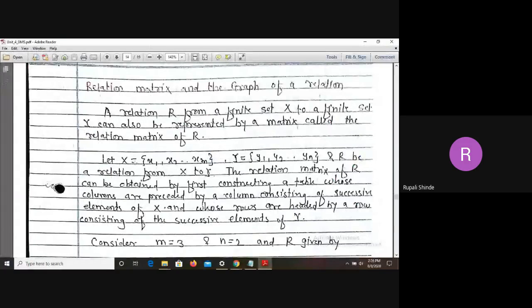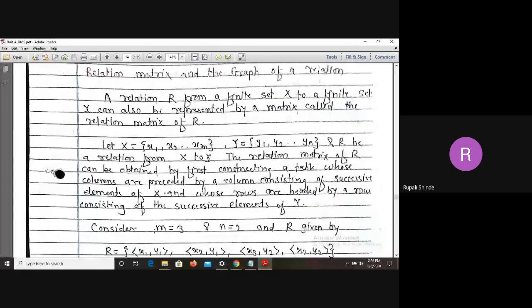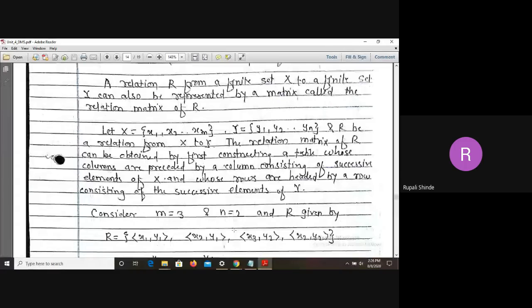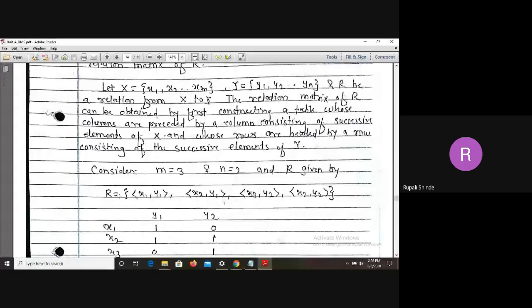Now consider that here they have given one example where m is equal to 3. Here m is the number of rows and n is the number of columns. And that relation R is given as the ordered pairs (x1, y1), (x2, y1), (x3, y2), (x2, y2). All these are the ordered pairs of relation R. Now from this relation we have to find the matrix.